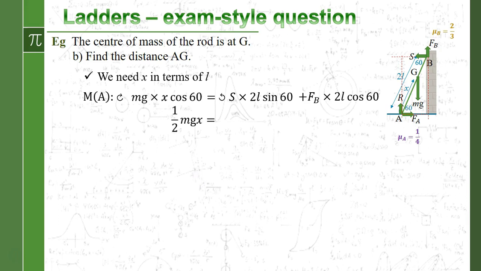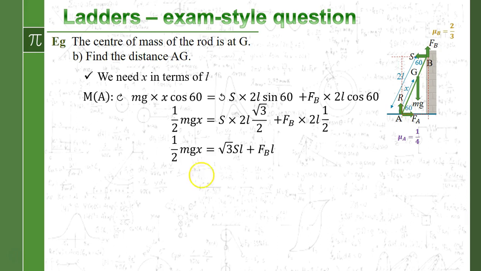Let's do a bit of tidying up with our sin and cos 60s. So cos 60 is a half, and sin 60 is root 3 over 2. Do a little bit more tidying up. We can see that the 2 there is going to cancel against that one. So now we've got an equation. We need x in terms of L, but we've still got S and F, the friction at B, FB.